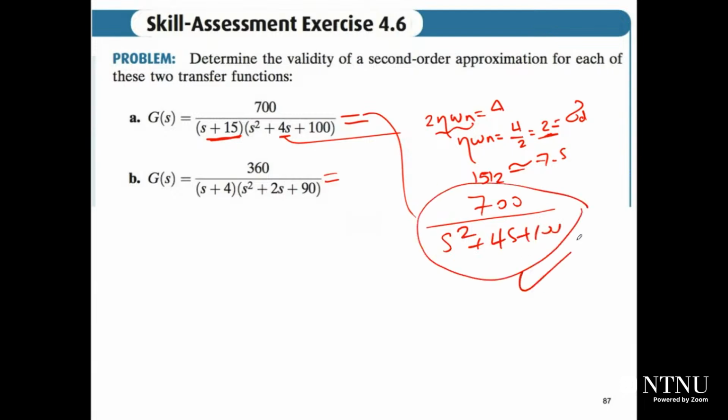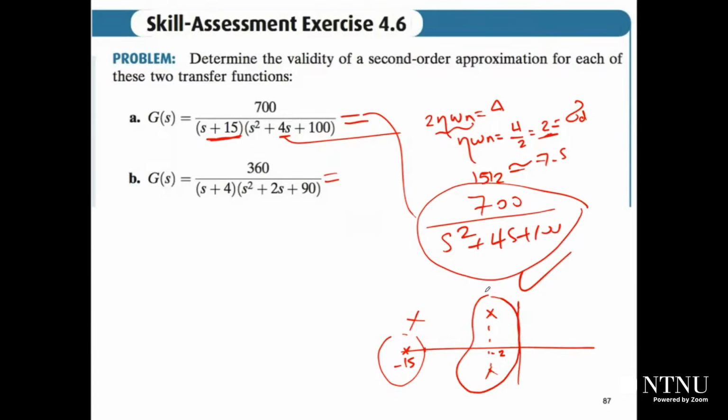It's okay, right? Because this one is at minus 15. My system will look like this: I have two dominant closed loop poles here at minus 2, and I have one at minus 15. This is much further away, more than 5 times, because 5 times 2 is 10, so 12 to the left. Since it's further than that, we can just ignore this third pole and approximate the system by a second order system, or by two dominant closed loop poles.